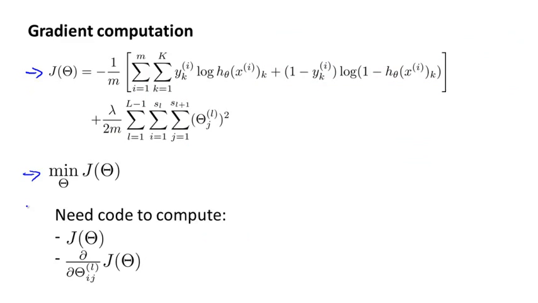In order to use either gradient descent or one of the advanced optimization algorithms, what we need to do, therefore, is to write code that takes as input the parameters theta and computes J of theta and these partial derivative terms. Remember that the parameters of the neural network are these things, theta superscript L subscript ij, that's a real number, and so these are the partial derivative terms we need to compute. In order to compute the cost function J of theta, we just use this formula up here. And so what I want to do for most of this video is focus on how we can compute these partial derivative terms.